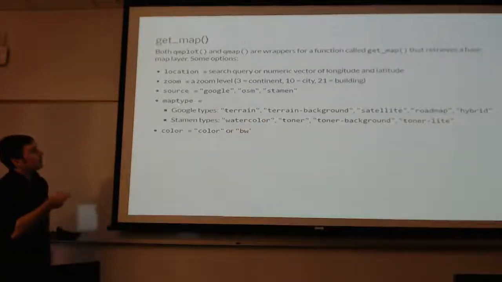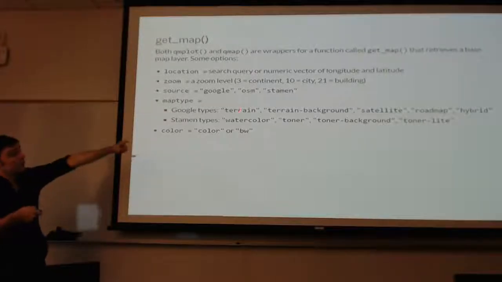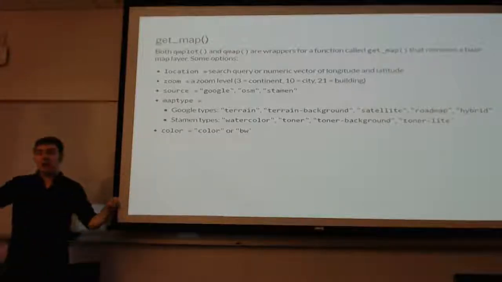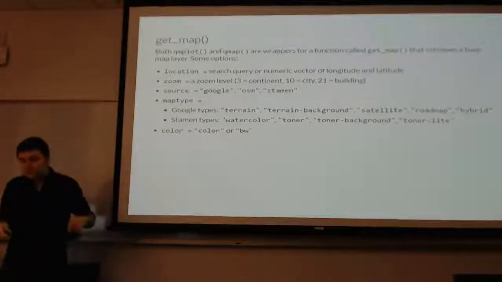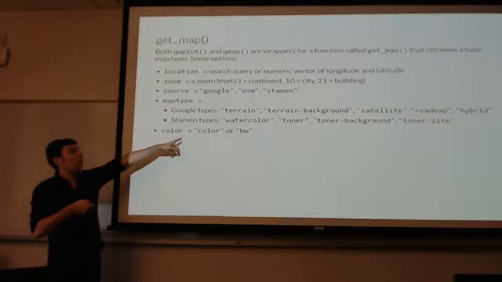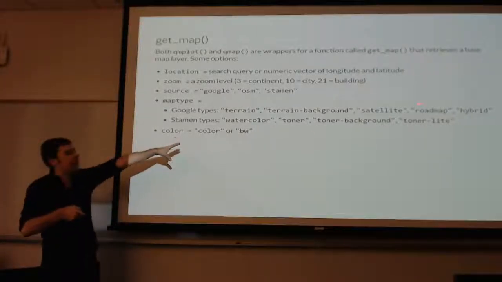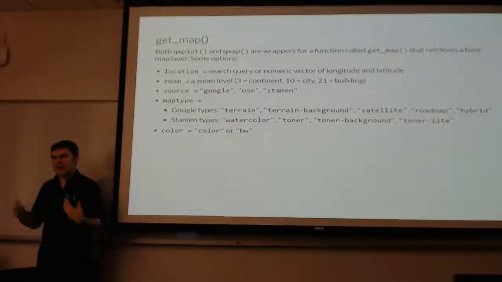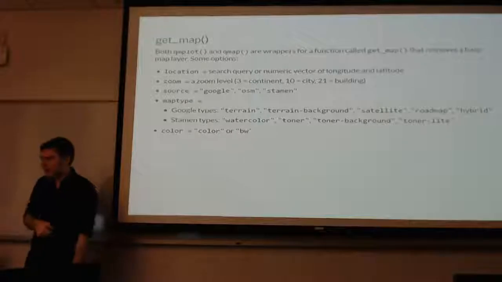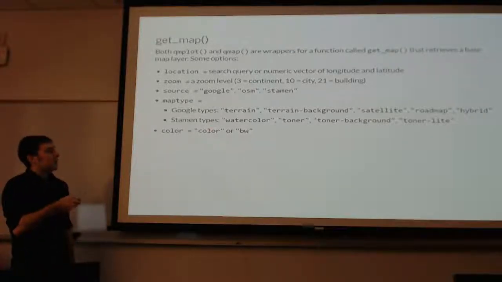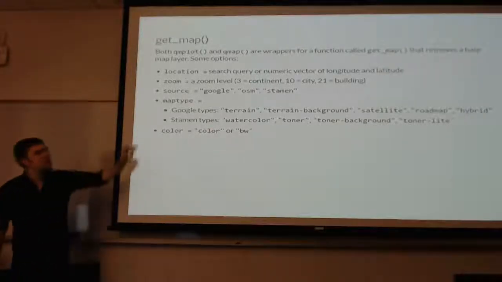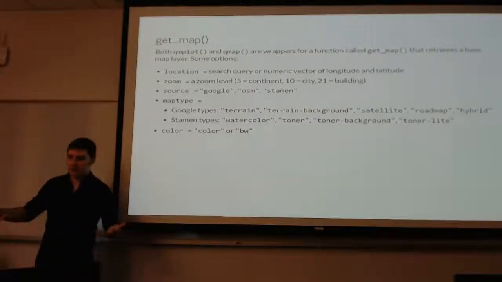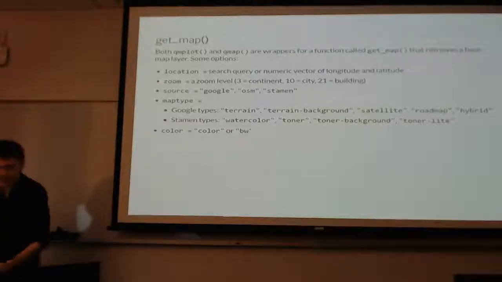The map types for Google Maps, you can do terrain, background, satellite maps, road maps, and hybrid maps, which plots roads over the top of satellite. Stamen maps can take things like watercolor, toner, I'll show you toner and toner background here in a minute, and toner light, which look almost civil engineering in style. We'll see one in a minute. And then you can specify whether you want a color map or a black and white map. There's additional options that can go in all of these too that you can see in the help for it. I'm just going to give a general overview and show some examples here.